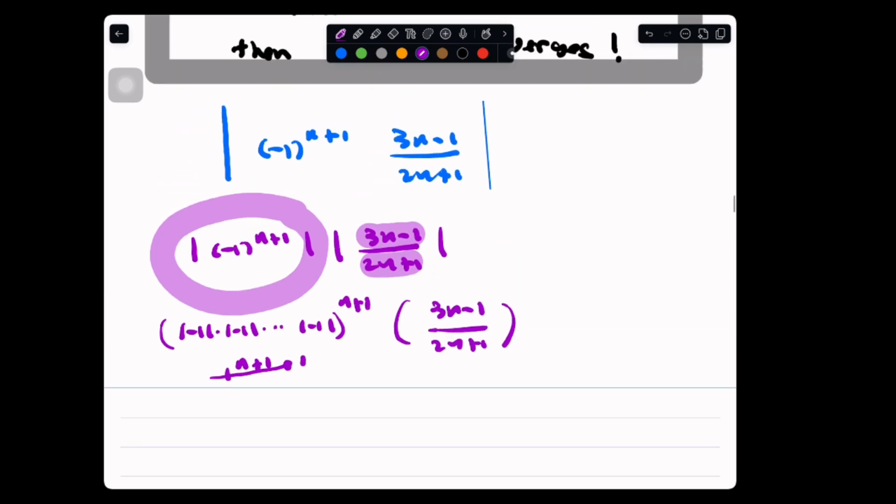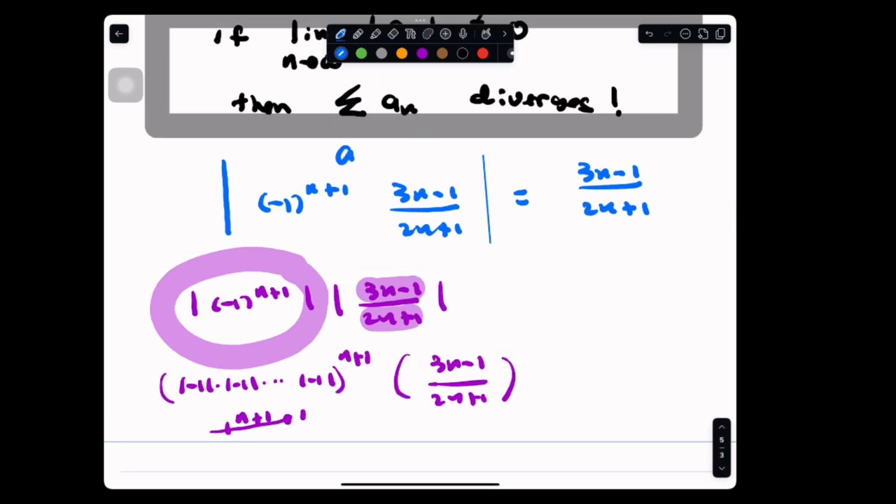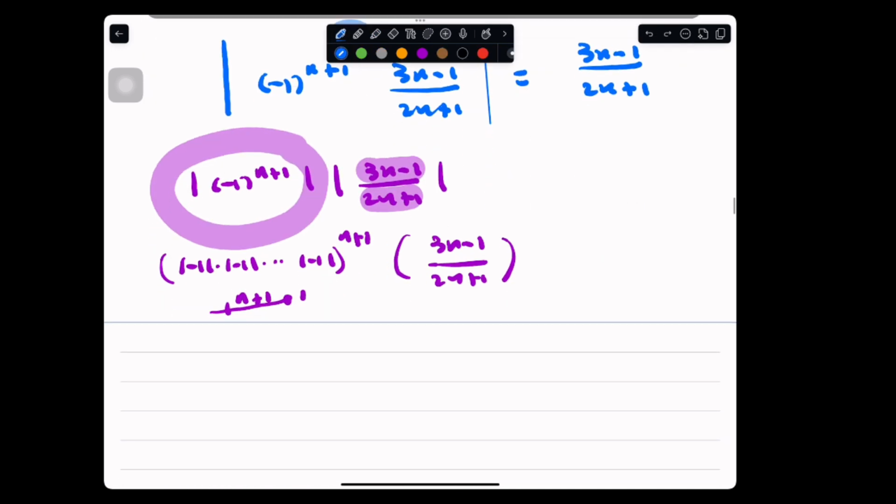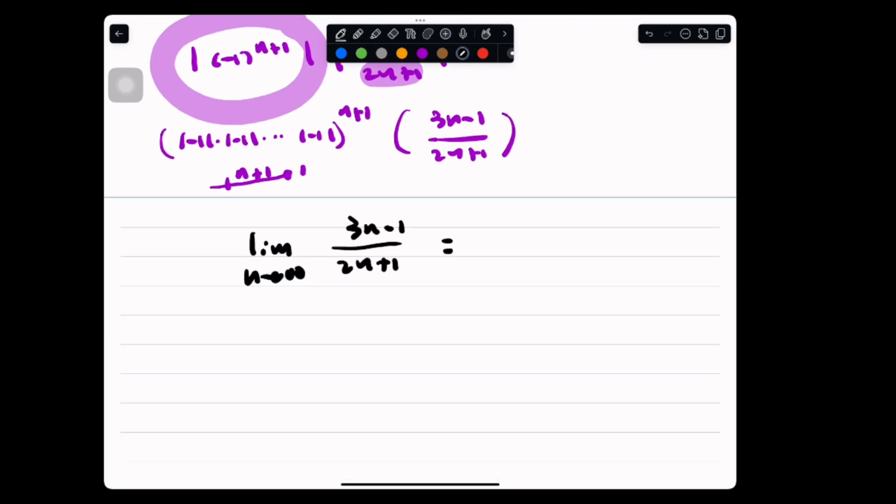So this is really (3n minus 1) over (2n plus 1). This is your a_n here. So we're going to take the limit of this as n goes to infinity and see where this goes. Limit as n goes to infinity of (3n minus 1) over (2n plus 1). Do you guys know what this limit is? It's 3 halves. Isn't that 3 halves? Is that true?